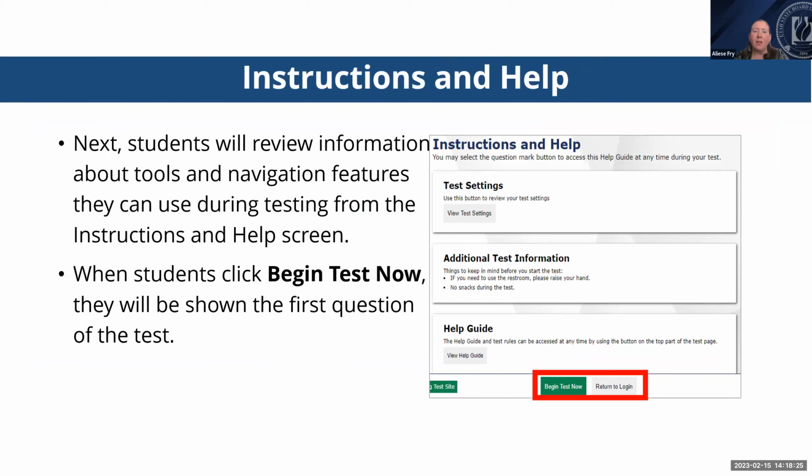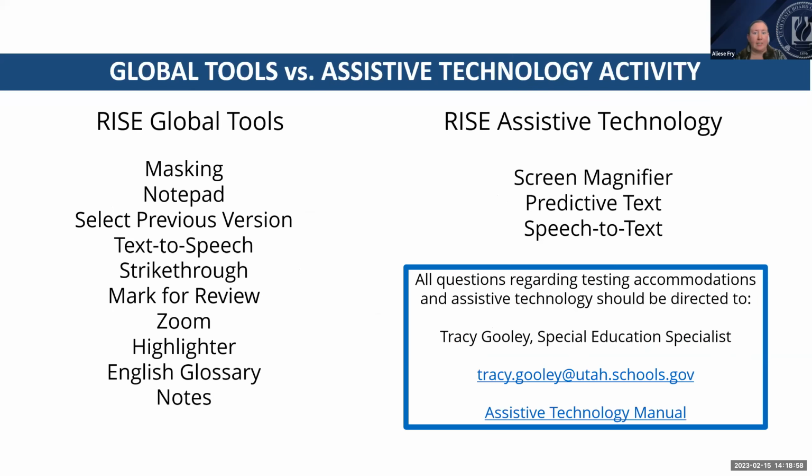Next, students are going to review information about the tools and navigation features that they have access to. The test settings section allows students to view their current test settings. The additional test information section lists any other additional information that's necessary for students to know. The help guide contains an overview of the testing site, some testing rules, information on text-to-speech and print-on-request features. And then there's the begin test now. And when the student clicks that, they are then going to be presented with the first question of their test.